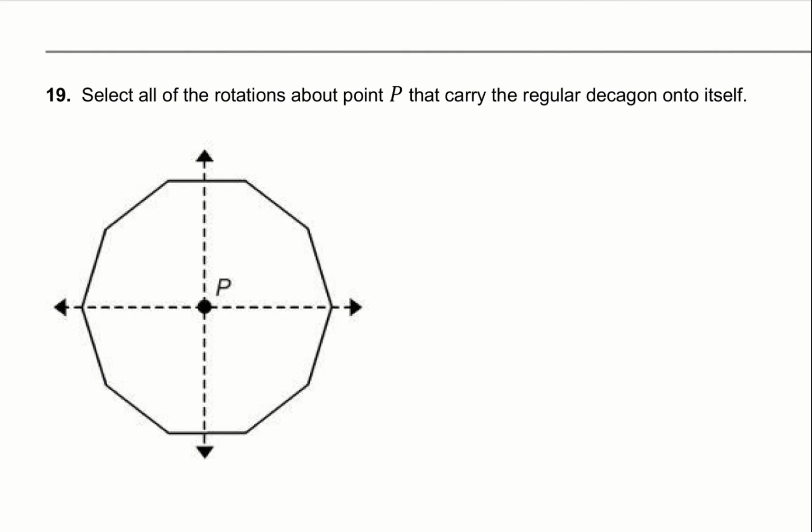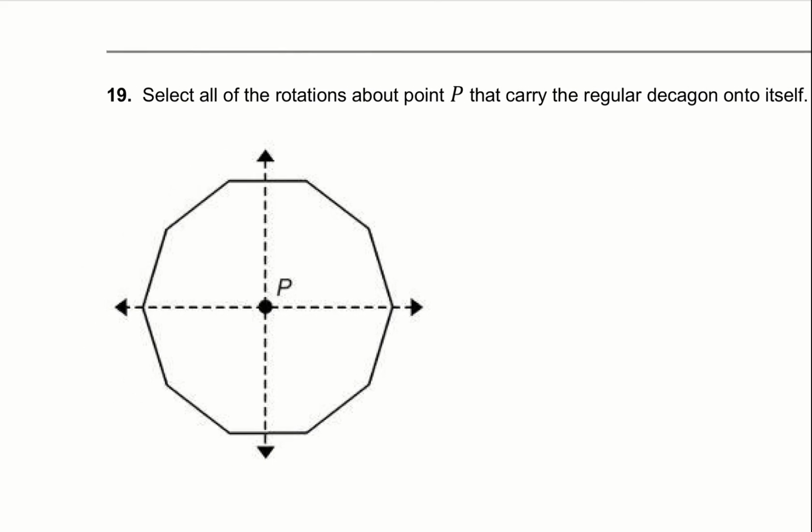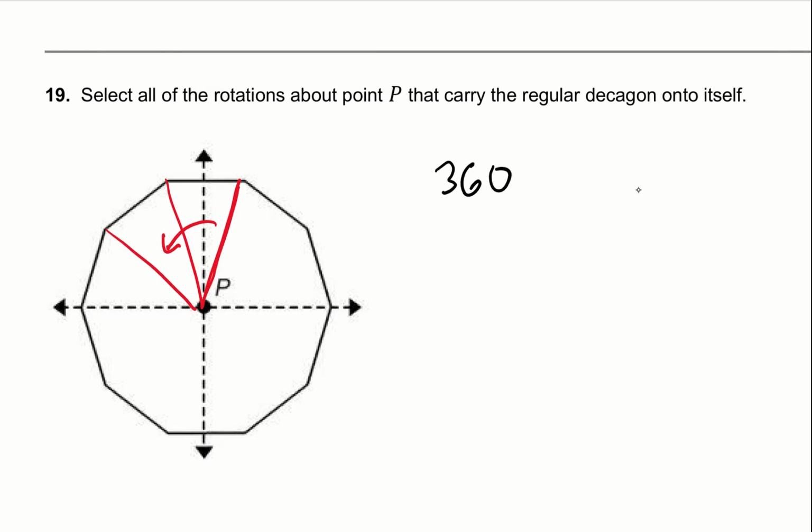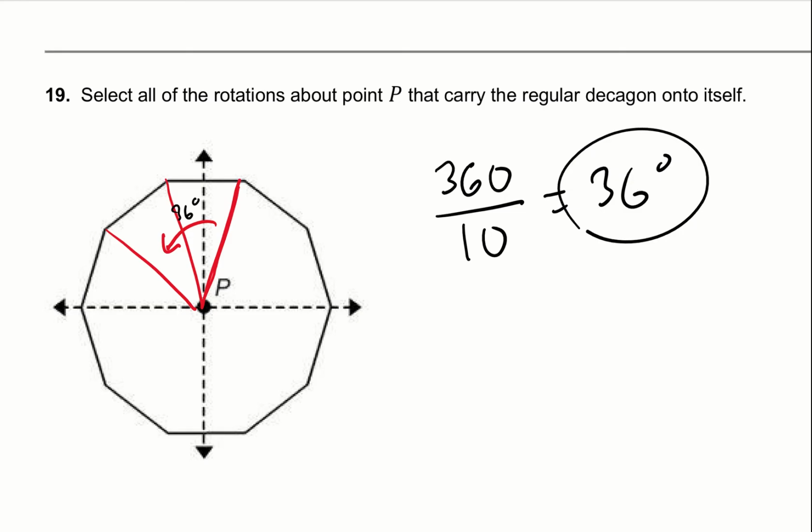Select all the rotations about point P that carry the regular decagon onto itself. So this is another rotational symmetry problem. How much will I need to rotate it to get there? Well, since it's a decagon, there are 10 congruent sectors that can be drawn here of this size. And so the angle of rotation is 360 over 10, which is 36. So I can rotate this 36 degrees or any integer multiple thereof, and that will map the figure onto itself.